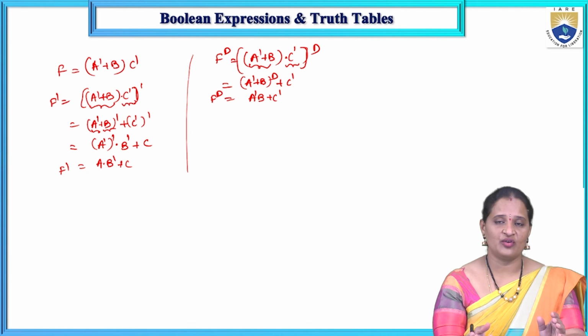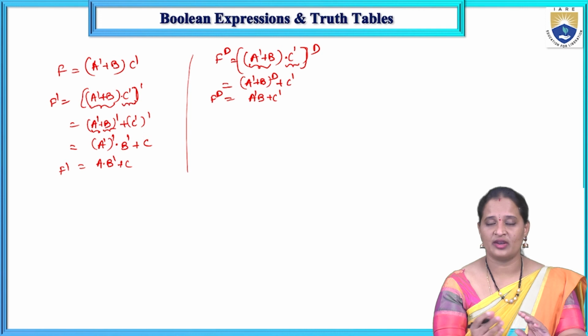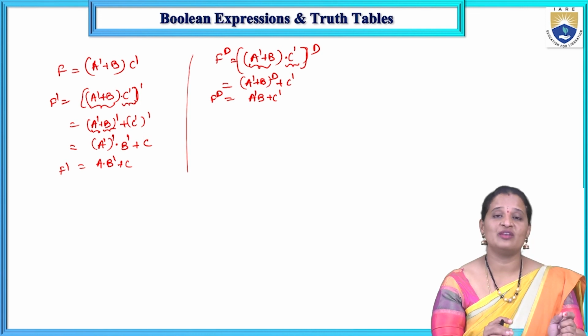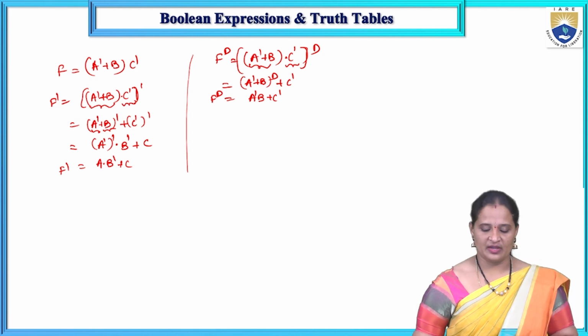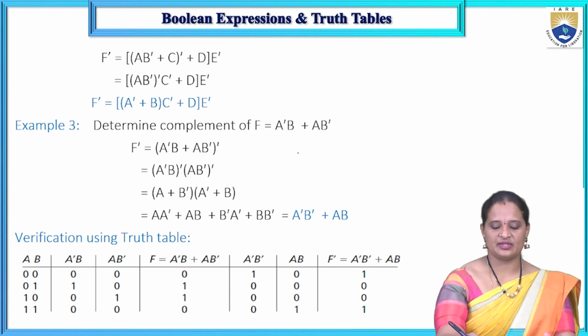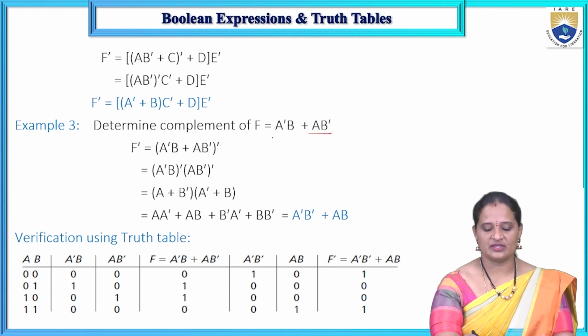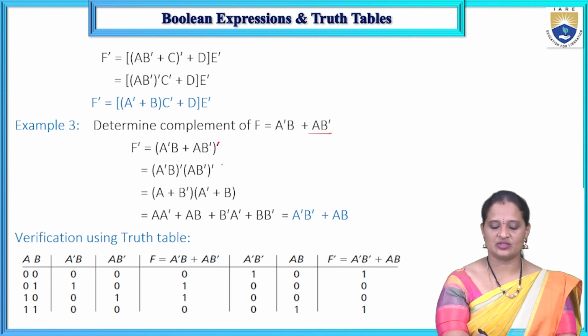Okay, and even if you have any binary values, you have to change 0 to 1 and 1 to 0. Whereas in complement, the variable will also be complemented. So we have some examples here. Determine the complement of this one. So I have taken this complement.